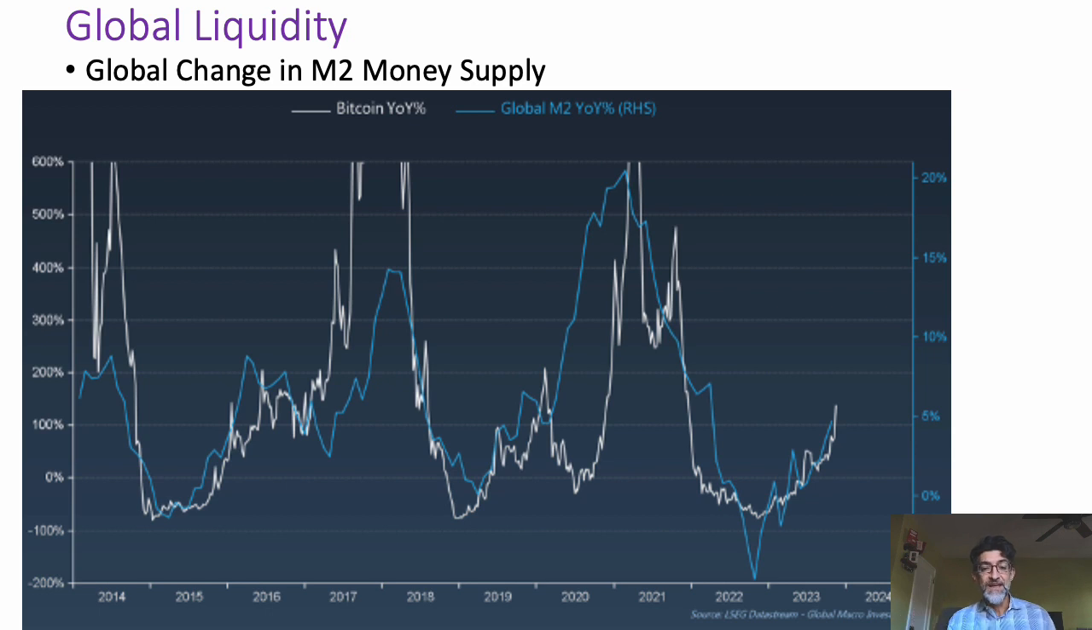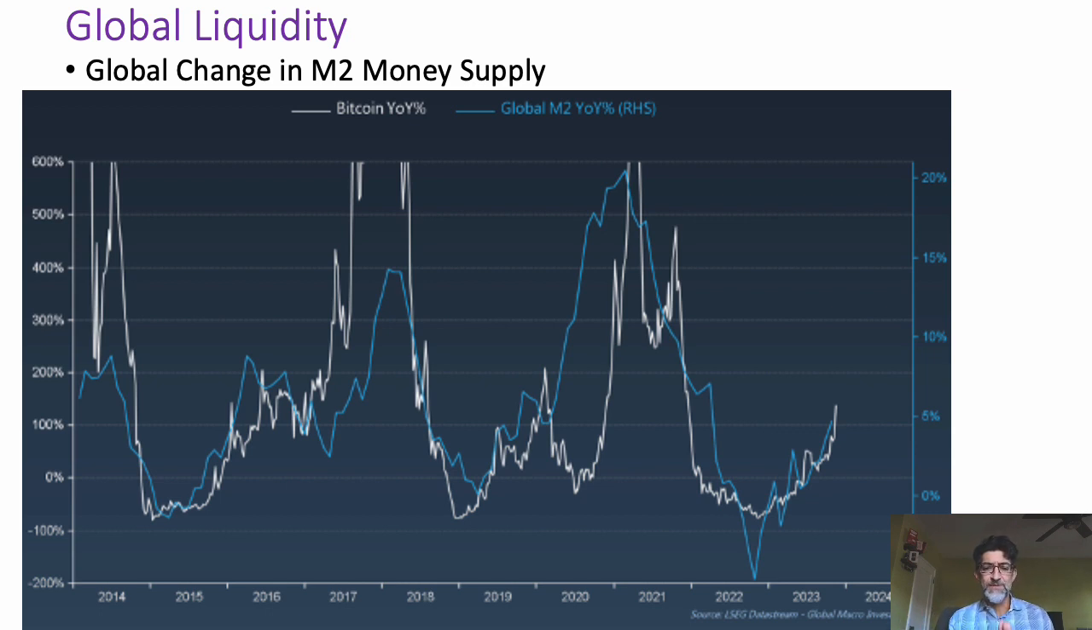And number two, it shows you the correlation and how closely tied the price movements of Bitcoin are to global M2 money supply. And this comes from Raoul Pal. He does GMI, Global Macro Investor. He also has another chart.